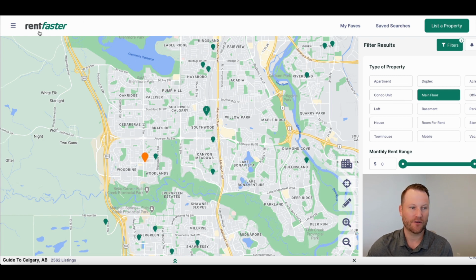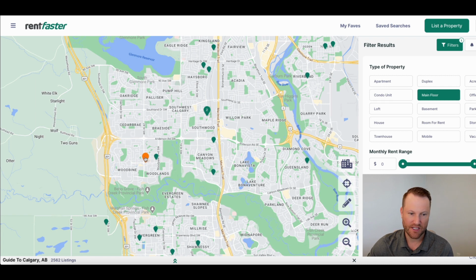So I'm looking at one here that's very common for Alberta. Rent Faster is by far the most common site, and I've got a filter on here that will filter the results to only show me main floors, okay? And it's doing that for me now, and there's a couple candidate options here. So if I click on that, you can see, well, it should be coming up here. Hold on. There we go.